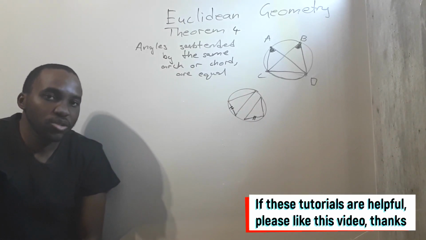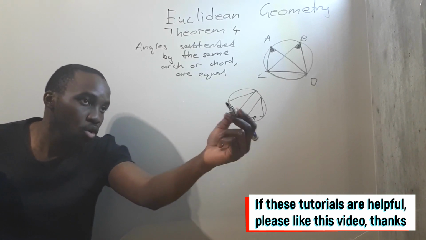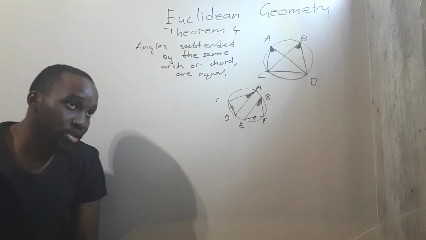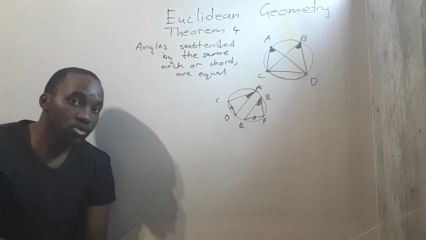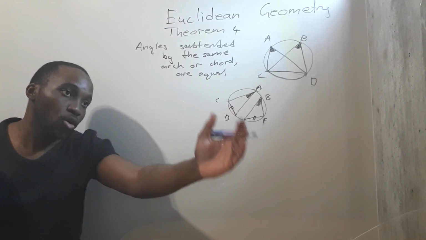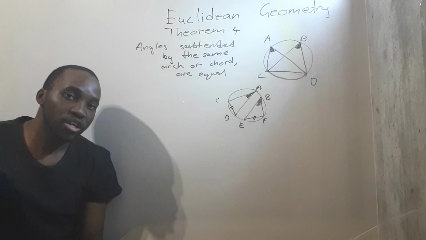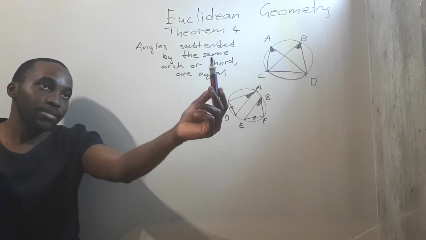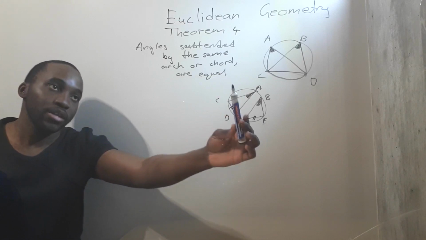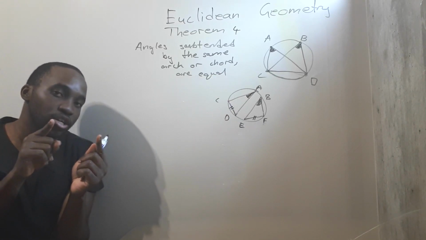if we had another circle like this one, as long as these two chords are equal to each other, automatically angle A will be equal to angle B, because of this theorem: angles subtended by chords or arcs of the same length will be equal to each other as well. So here it can be the exact same arc or the exact same length, or it can be arcs or chords where the size is equal to each other.